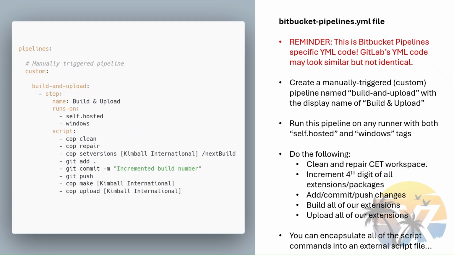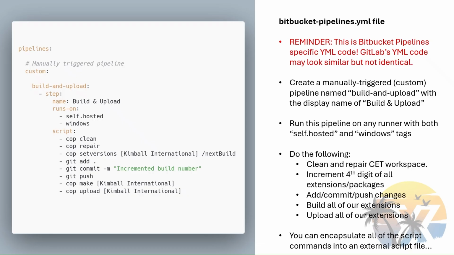Then we get to script. So this script is saying, do the following. Cop clean, which is the command line operator for CET, in order to work with CET Dev and build the extension and all that stuff. So with cop, we're going to first clean and repair the CET workspace. Cop clean, cop repair. See how it's listed vertically? It's almost like we are writing a shell script. We're just saying, do this, then do this, then do this, then do this. So we're going to clean and repair the CET workspace.